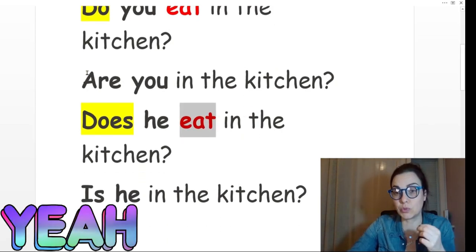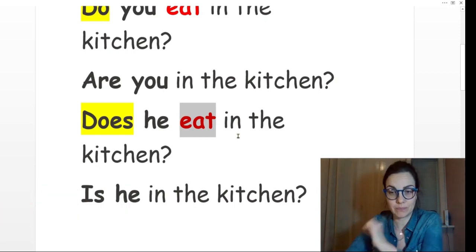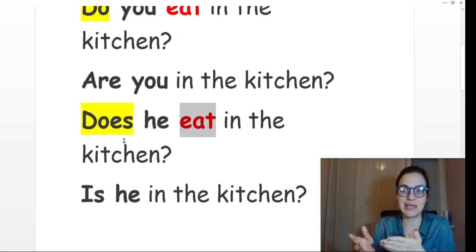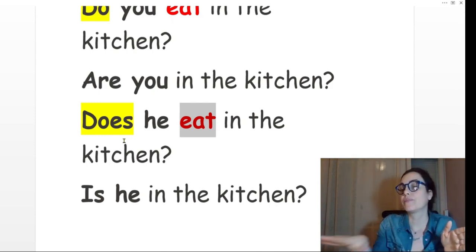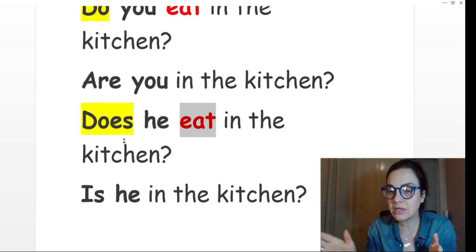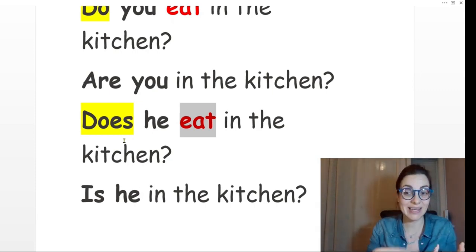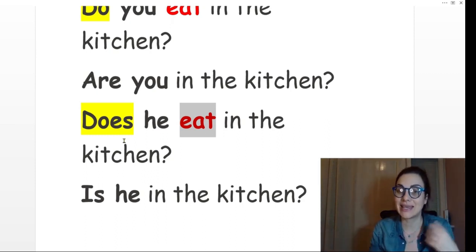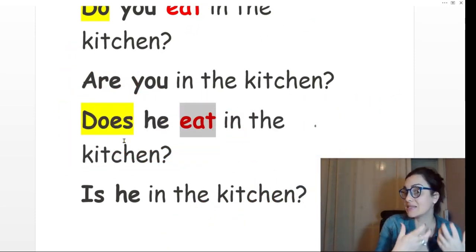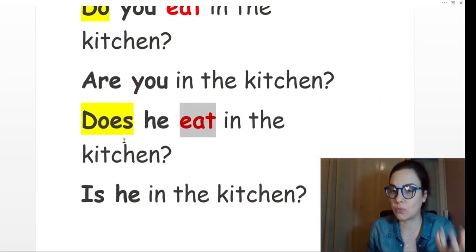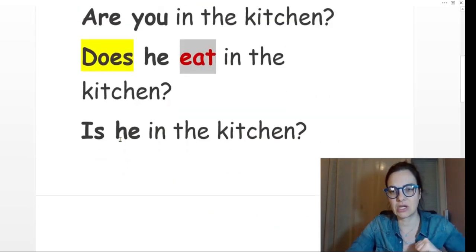And when we use the verb to be, are you or is he, we don't need a verb. We don't say, is he eat or are you eat? No, just are you and the place, for example, in the kitchen, are you in the living room? Are you in the park? Or is he in the kitchen? Is he in his office? Is he in the bathroom? Where is he? But does he plus verb? Does he work? Does he sleep? Does he eat? Etc.